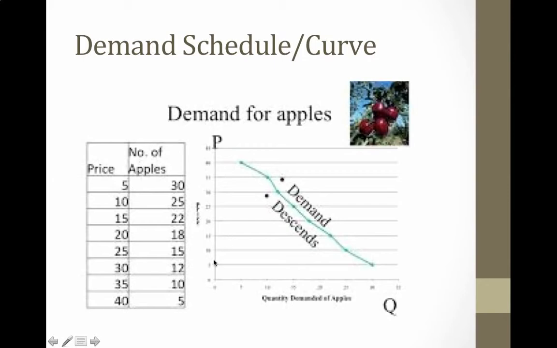At 5 cents, here's 5 cents, we'll come over to 30 and plot our point. At 10 cents, we'll come over and plot a point. At 15 cents, we'll come over and plot a point, and so forth until we take all the information from the schedule and we have points. And then what we do is we connect the dots. So once again, we can see the whole entire curve is your demand. This is your willingness and ability at all the possible prices.